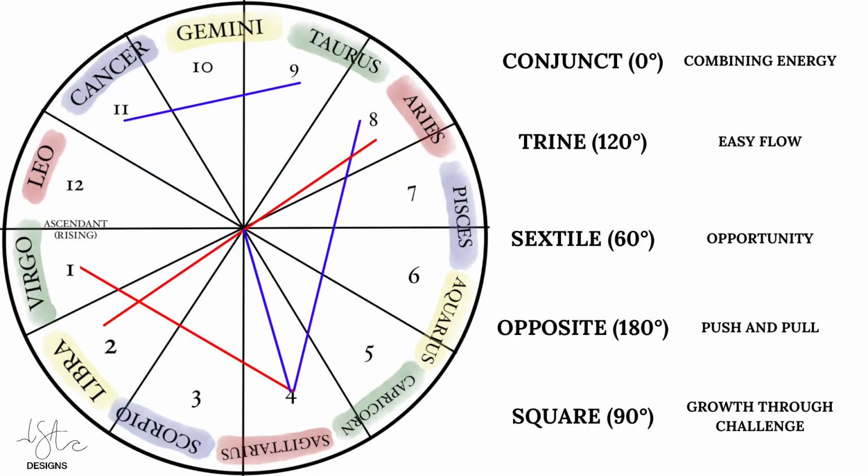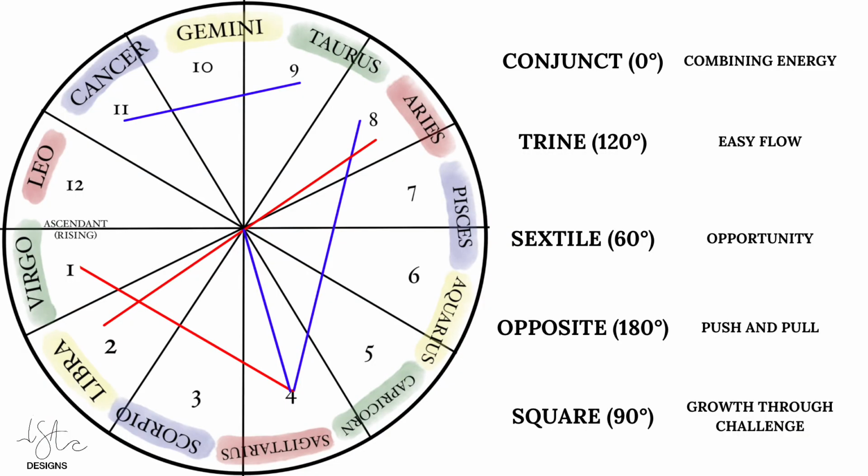Then the last aspect I will talk about today is a sextile. And sextiles are just like trines, where it's like good vibes, they work together, the planets. It's more so like an opportunity. It's not as strong as a trine, but it's like handing you the opportunity to do something, and you can take it or not.